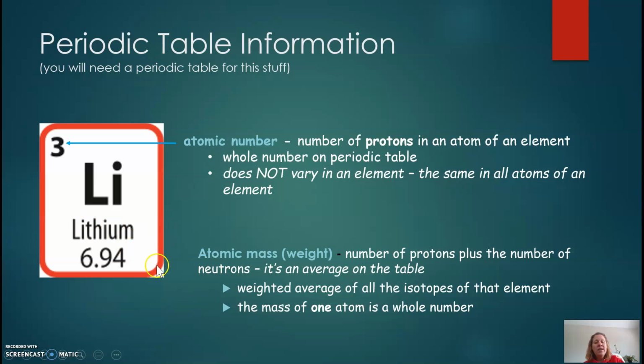Atomic mass. Why is it a decimal? Because it's the number of protons plus the number of neutrons, and it is called a weighted average of all isotopes. If you have just one atom, it'll be a whole number. We're going to talk about isotopes on the next slide, but it's a weighted average because not every atom weighs the same, and even atoms of the same element do not all weigh the same.